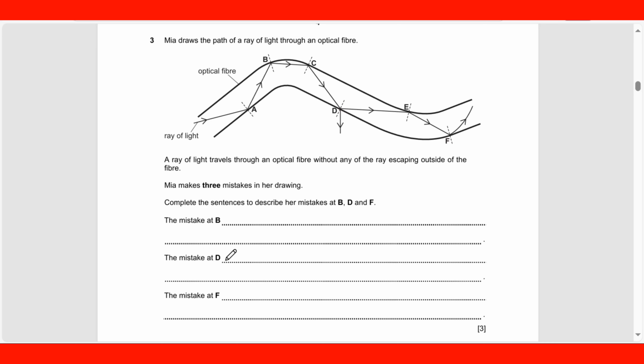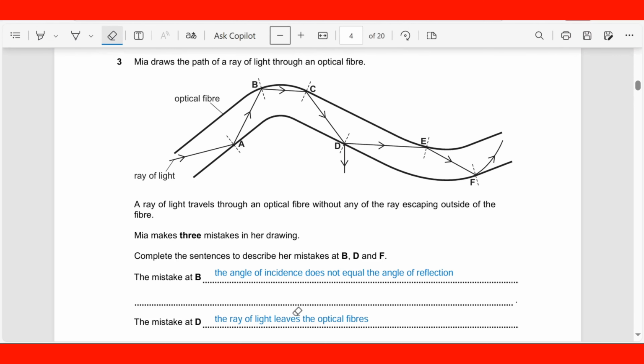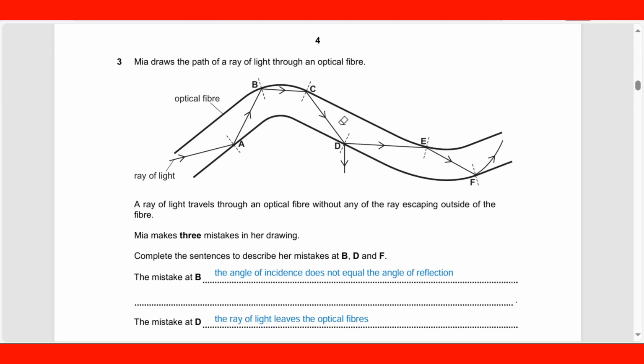3. The mistake at D. The mistake at D here. What do you think the mistake is? Okay, let's check out the answer. So the ray of light leaves the optical fiber here, while in the optical fiber none of the ray may escape outside the fiber. So this one is the mistake. Right, let's move on.